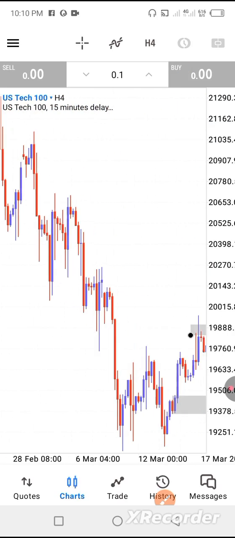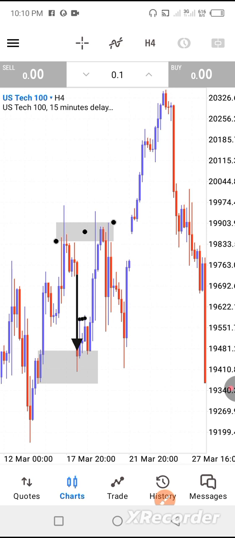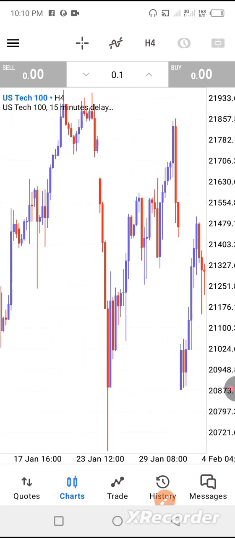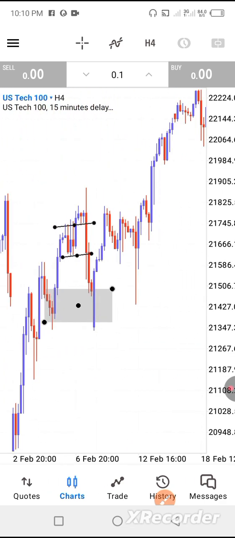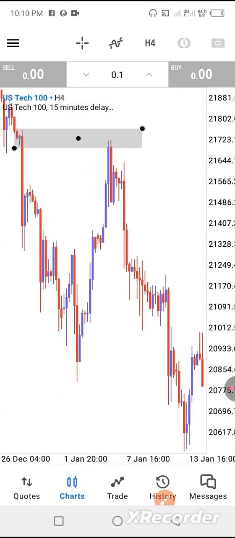Look at this break of structure. Look at this break of structure here. Look at it, when price came back down. But look at this second break of structure here. You can see that it wasn't nice. So I won't consider taking that trade.